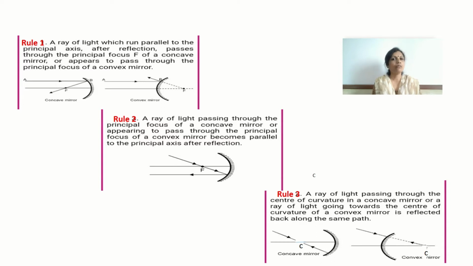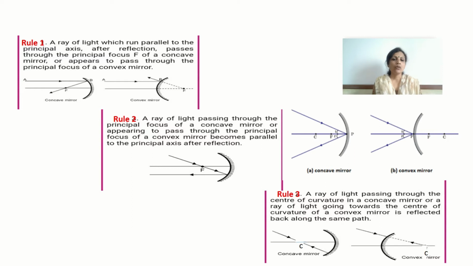Other than this, one more fourth important rule is there. Please have a look at this, that when the incident ray is directed towards the pole, then it reflects back, making the same angle with the principal axis. And this is true with both the types of the mirrors.